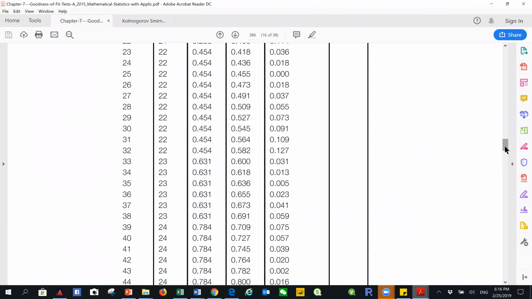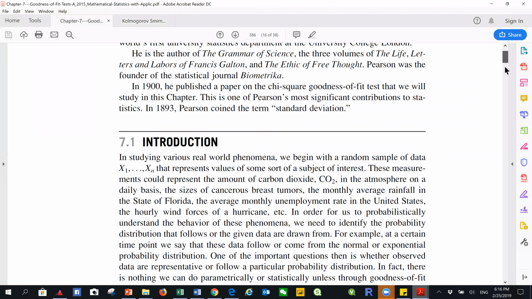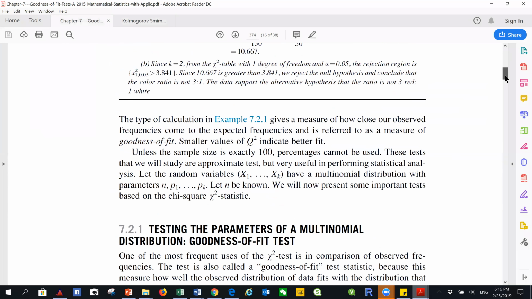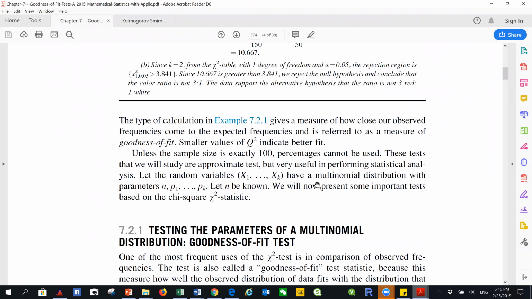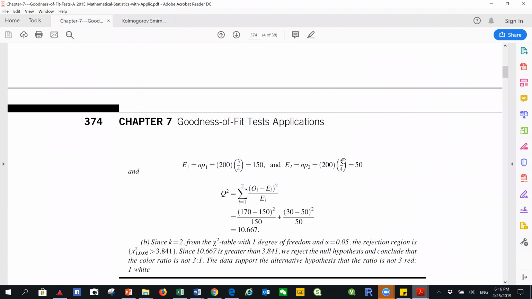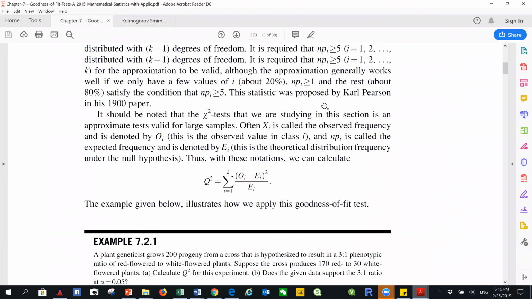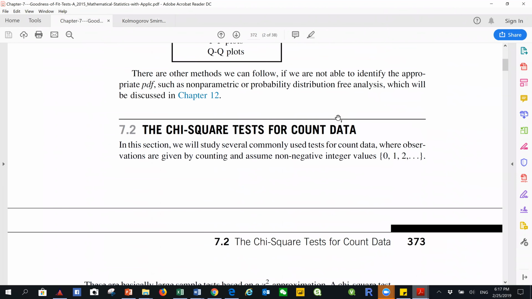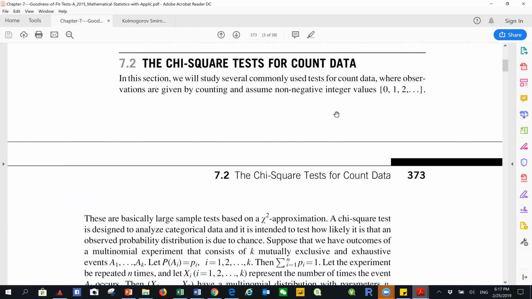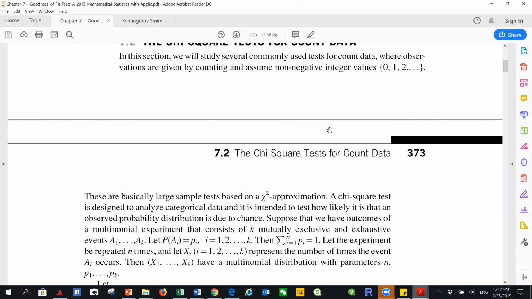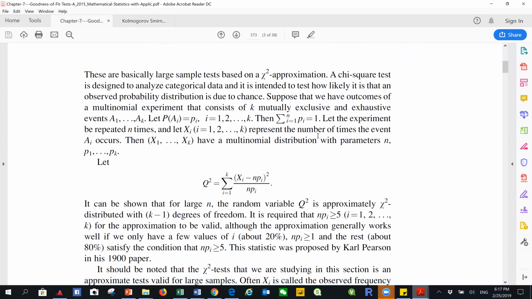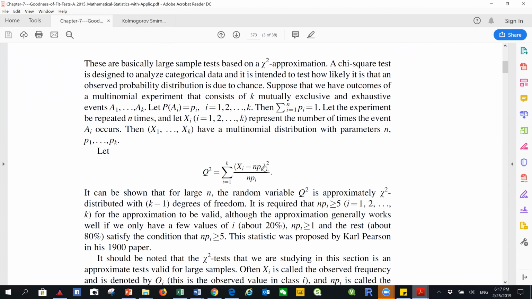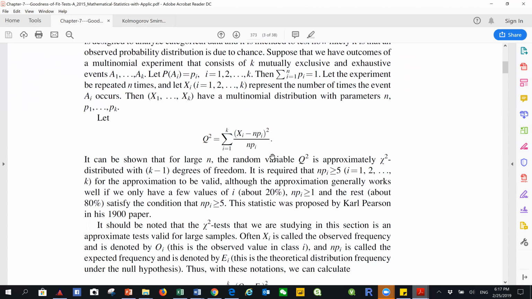Okay, now what I will do is use the example in this textbook, and also another file that I will use to cover the method. Okay, so now we come to the chi-square test for count data. Count data are usually positive integer numbers, and this is the formula that we use to calculate it.